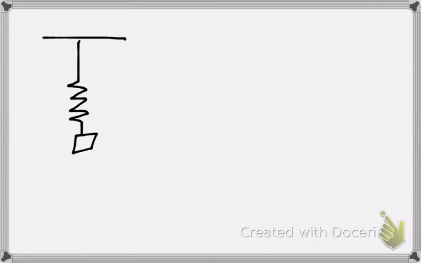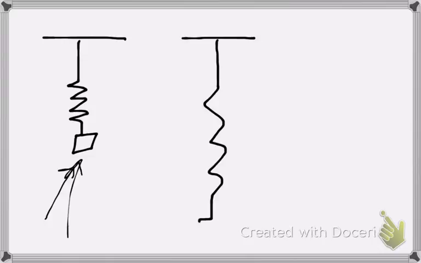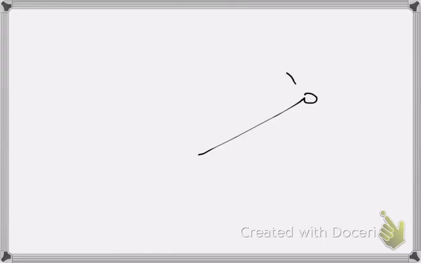Here we have a mass hanging on a spring, and right now, when it's at this point, it is at equilibrium, which means it is at the center point of all of the motion. And what we can do, we can pull it down, or we can push it up a little bit, and if we let it go, it's going to go swinging back and forth, back and forth forever.